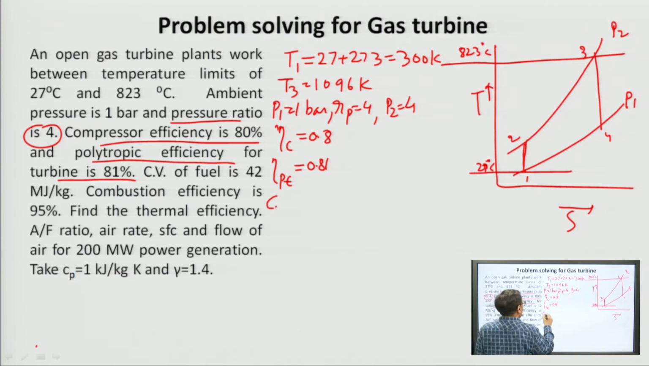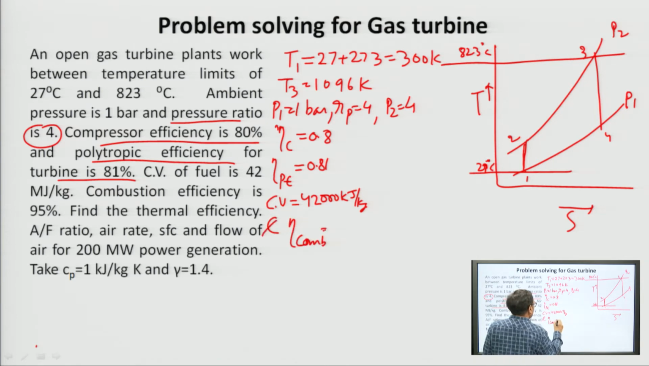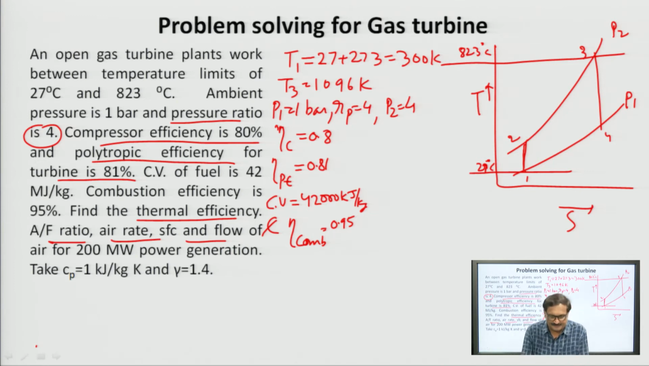The calorific value of the fuel is given to you, it is going to be 42 megajoule per kg or 42,000 kilojoule per kg. Combustion efficiency is given to you as 0.95 or 95%. We have to find the thermal efficiency of the cycle, air-fuel ratio, air rate, specific fuel consumption and so on. Too many things we are going to find out here.